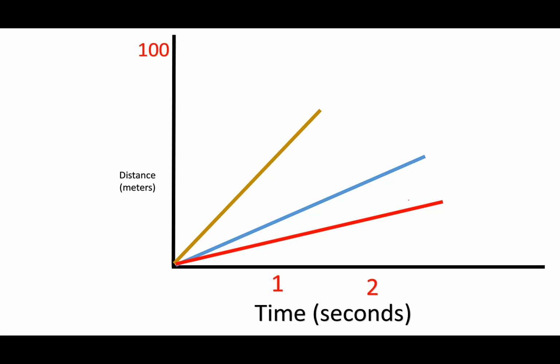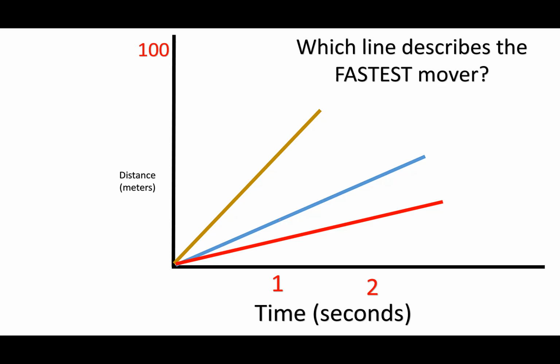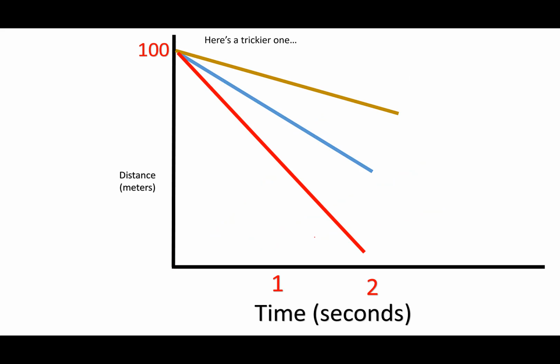So try this out. Which one of these is going the fastest? Pause the video for a second if you want. This one, because it has the biggest slope. That is the slowest, and that is in the middle.